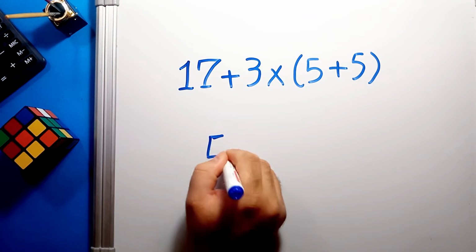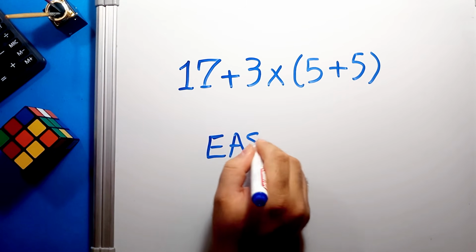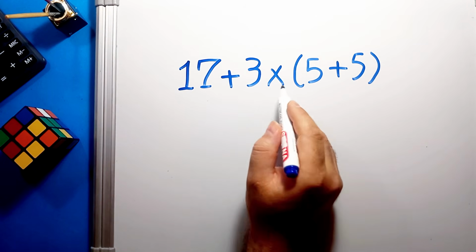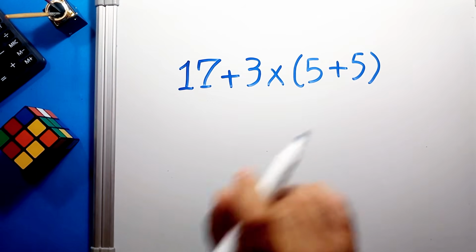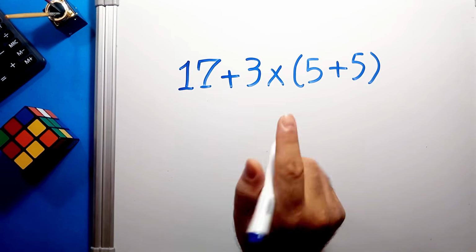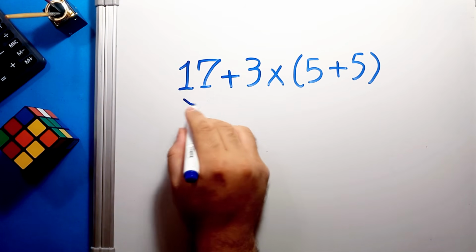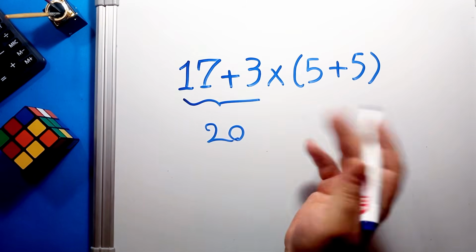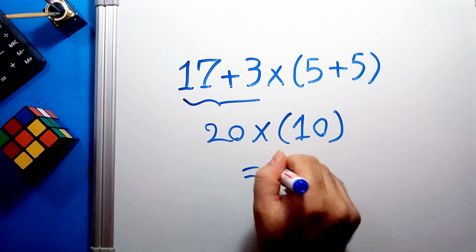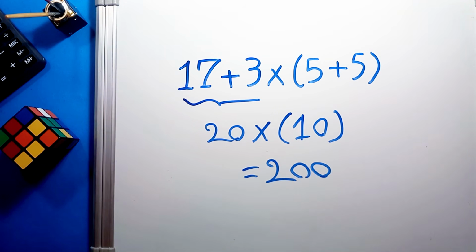This next one looks easy, which usually means it's dangerous. 17 plus 3 times (5 plus 5). Now, watch what many people do. They see 17 plus 3 equals 20. Then 5 plus 5 equals 10. And suddenly, 20 times 10 equals 200. But wait, that's wrong too.